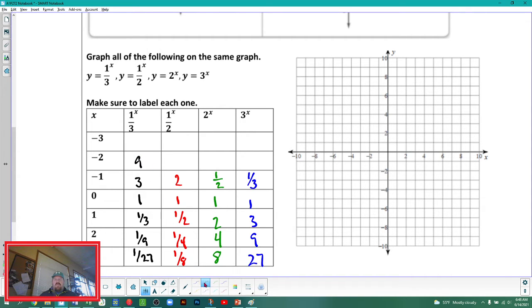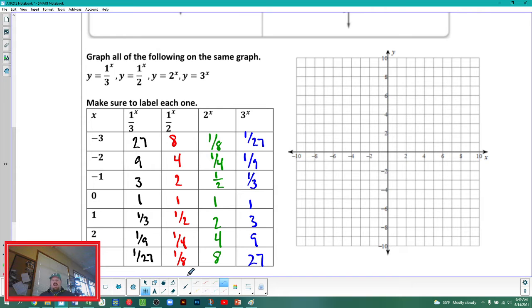We have 9. How about 4? So this is just this row flipped around. We have 1/4 and we have 1/9. And then the last one is going to be 27, 8, 1/8, and 1/27.